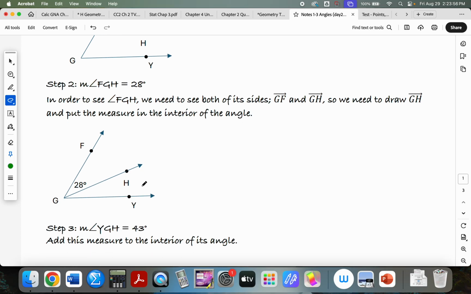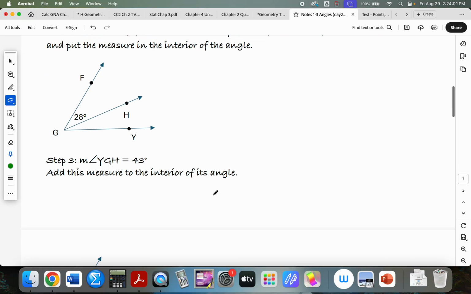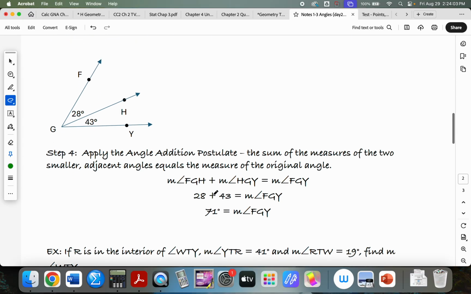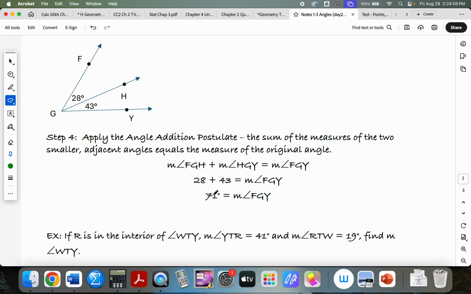And then it tells me the measure of angle YGH is 43 degrees. So we're already on to the next page. I just wanted to show you this one step at a time. Now we're going to apply the angle addition postulate. To get the measure of this whole angle, all we need to do is add together the 28 and the 43. And I find that this whole angle has a measure of 71 degrees.